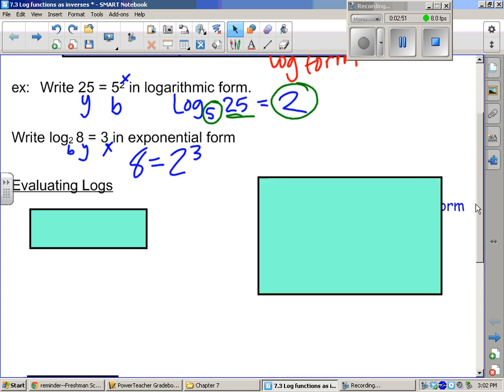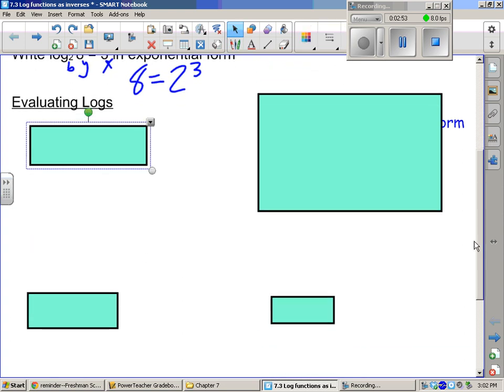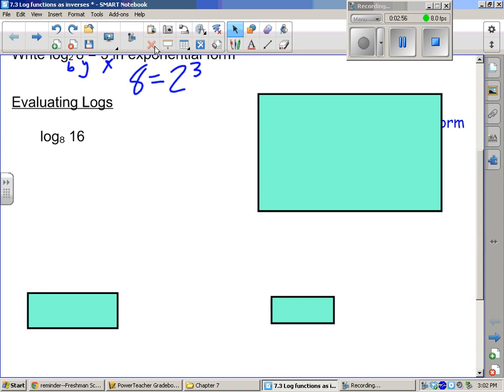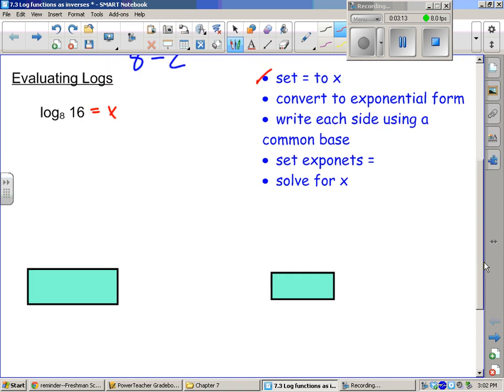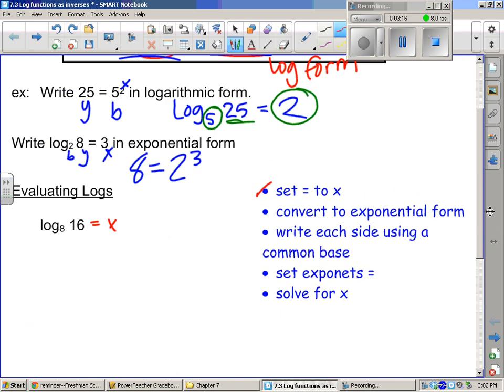All right, we're going to evaluate next. So what does it mean to evaluate a log? We just find the value, and to do this, we've set up a little system for you. The first thing is we want to set it equal to x. Now it's in our log form, the one that we showed you right here. So we've got these 3 pieces that we want to use: log base b of y equals x. So this is b, this is y, and this is still x.